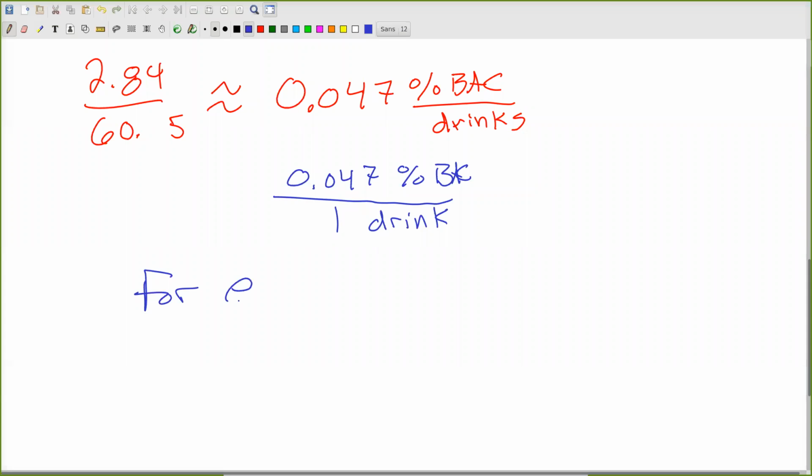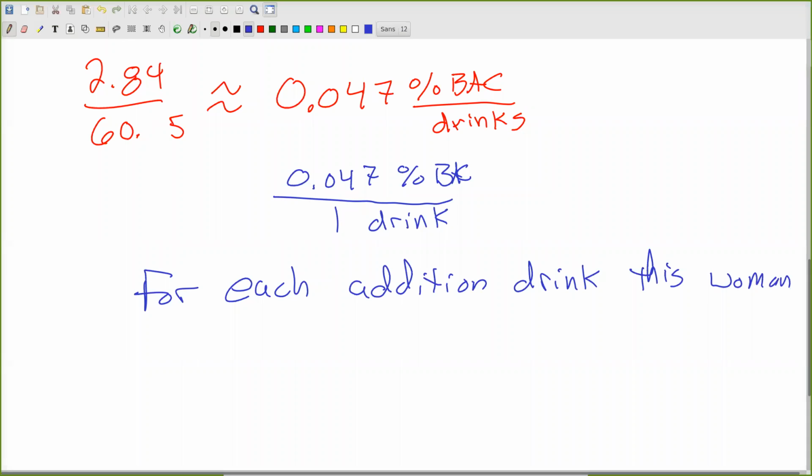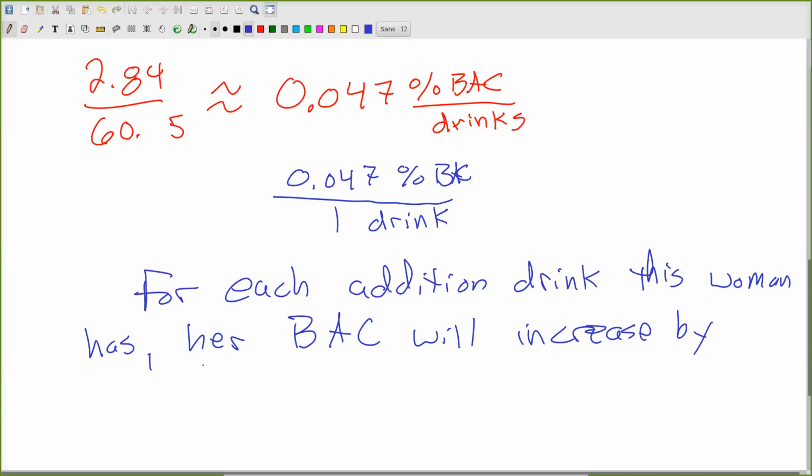So for each additional drink this woman has, her BAC will increase, because that's a positive number, by about, I'm just going to round that quite a bit up to 0.05. So if I rounded that to the nearest hundredth here, I would call that a 5. So that's the change that's going on in the graph.